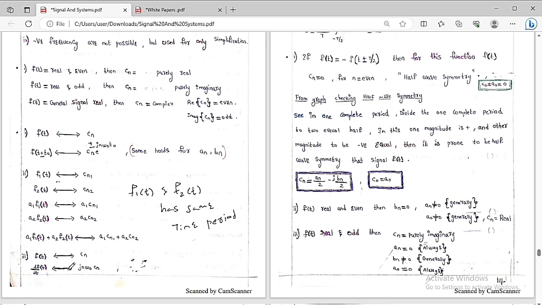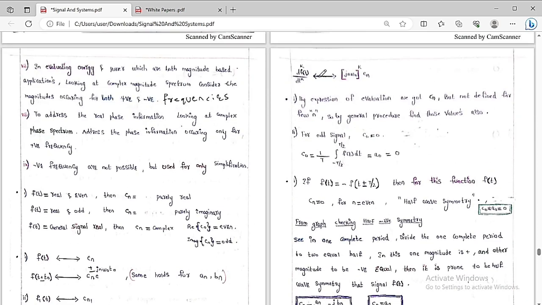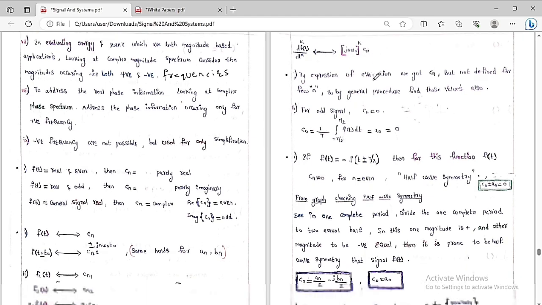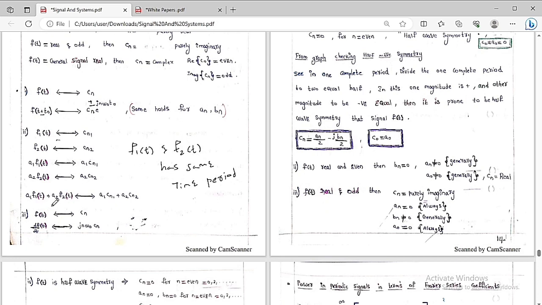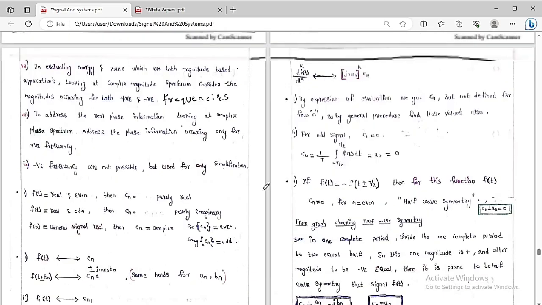Suppose f of t has a Fourier coefficient Cn, then d by dt of f of t has a Fourier coefficient jn omega naught into Cn. Then the k-th derivative of f of t has a Fourier coefficient jn omega naught to the power of k into Cn. So if f of t has a Fourier coefficient Cn, then d by dt of f of t has a Fourier coefficient j into n into omega naught into Cn, and the k-th derivative of f of t has a Fourier coefficient jn omega naught to the power of k into Cn. It is a very important thing. I have already told this so many times.